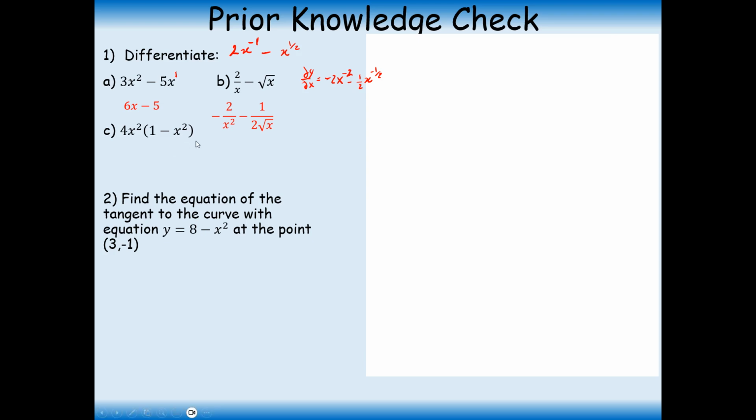Now for this part c, you can multiply the bracket first if you're not familiar with the product rule, which I don't expect you to do. When we multiply the bracket, we are going to have 4x squared minus 4x to the power of 4. Then we apply the power rule.